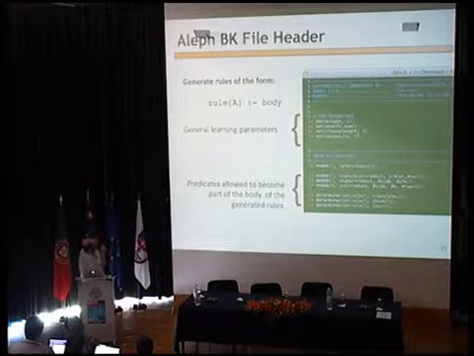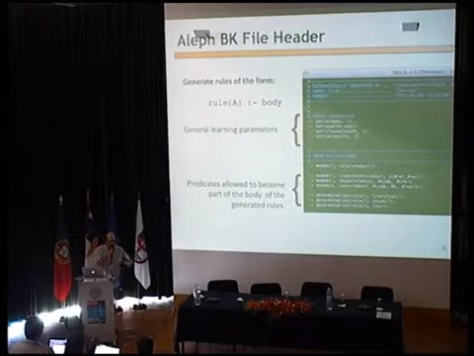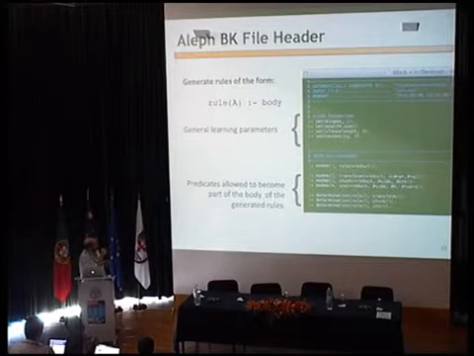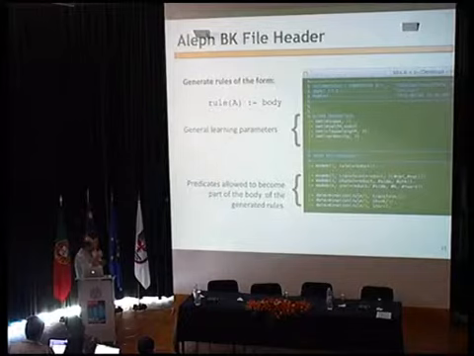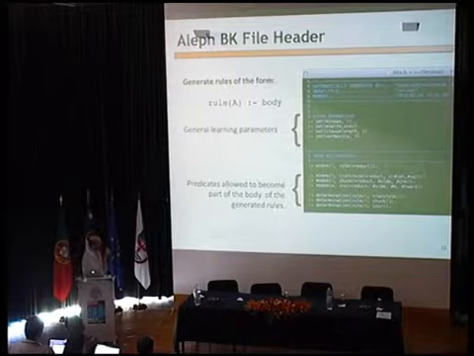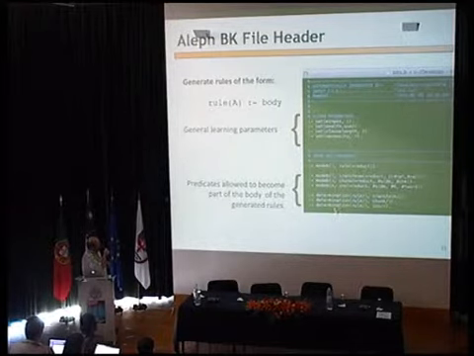So this is the header of our background knowledge file. It is automatically generated by a Java program, and in the upper part here we have the definition of some general learning variables, Aleph learning variables. And below here, more importantly, this is the process of defining the predicates that will be part of the body of our rules.